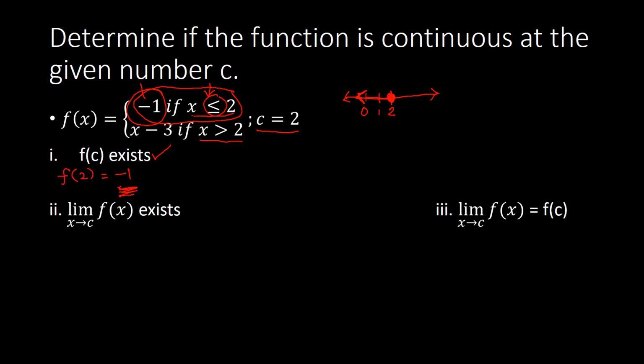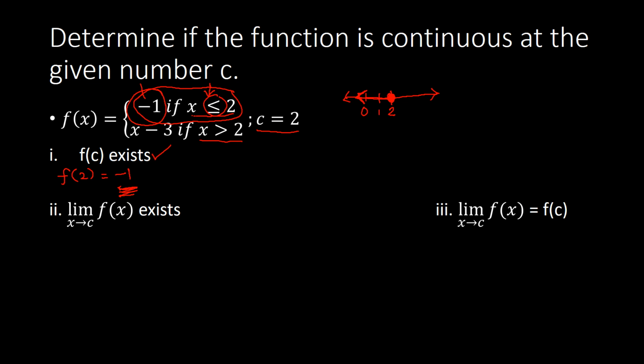So let's try to check. Now, since this is a piecewise function, we have a left-hand limit and a right-hand limit, because most of the piecewise functions, I said most, may have different values from the left hand and the right hand. So that's why we have to check the one-sided limits of the piecewise function, the left-hand limit and the right-hand limit. If the left-hand limit and the right-hand limit are equal, then that means our limit there exists.